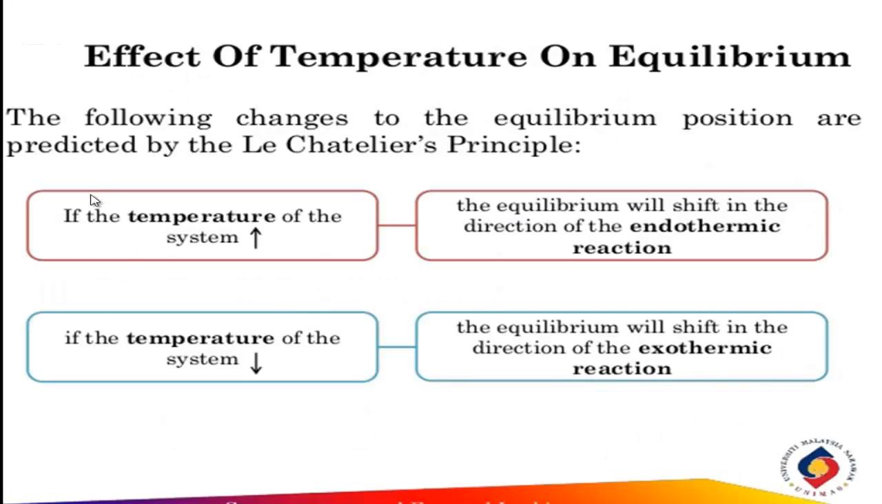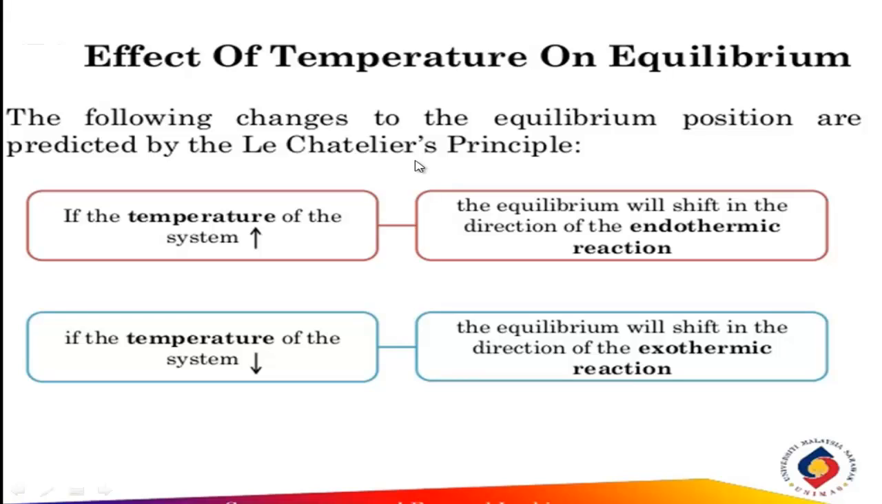Now we will discuss the different factors affecting equilibrium position according to Le Chatelier's principle. At first, temperature. We will learn about the effect of temperature on equilibrium position. Here we get two types of reaction: exothermic reaction and endothermic reaction. Exothermic reaction means the reaction by which heat is produced, and endothermic reaction means the reaction by which heat is absorbed.